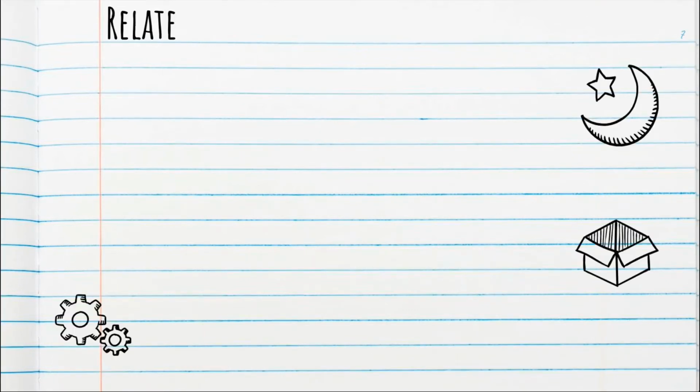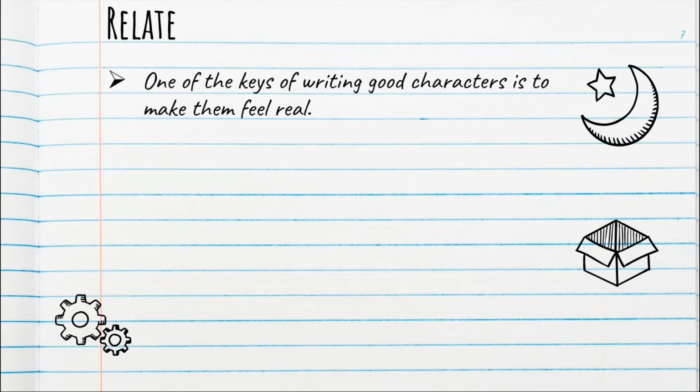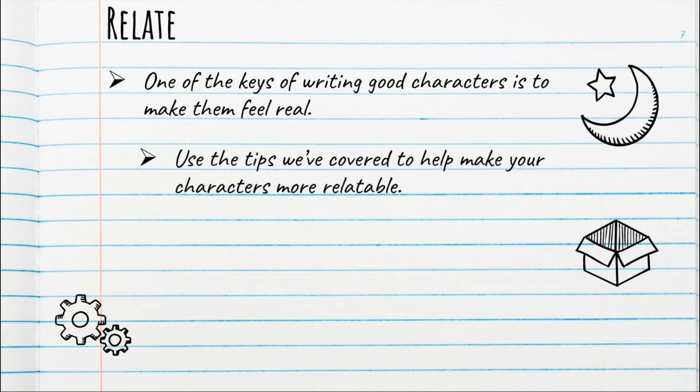So now that we've covered the basic ideas behind characters and how you can help shape characters, let's try to bring it all together here at the end of the video. The goal is really to make your characters relatable. You want them to be interesting. You want them to be characters that the reader wants to know about. And as I said, one of the keys of writing good characters is to make them feel real. Make them feel like someone the reader would not necessarily like, but understand. So use the tips that we've covered to help make your character more relatable.